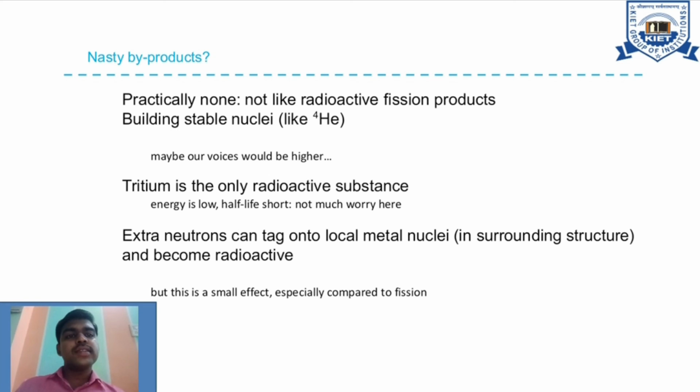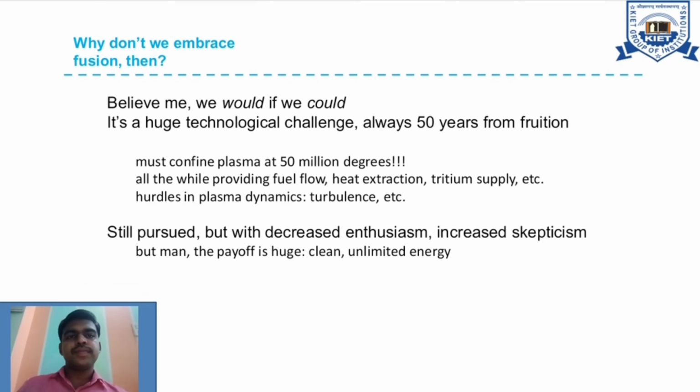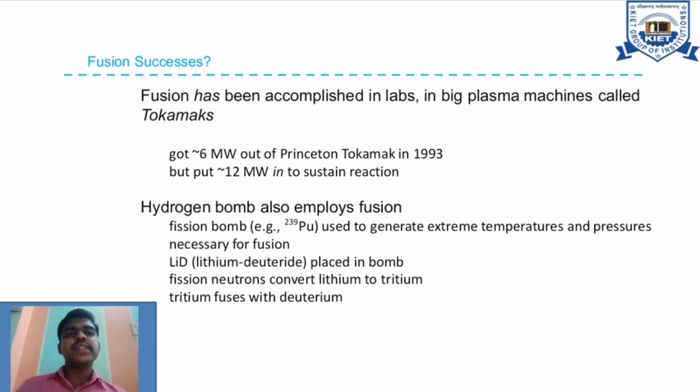Extra neutrons can tag onto local metal nuclei, but this effect is very small, especially compared to fission, because fission would consist of more and more enormous effects while considering the overall reactions. Here the extra neutrons can tag only the local metal nucleus, so the effects are small compared with fission. Why don't we embrace fusion? Because we are decreasing our payoff as well as needing plasma at 50 million degrees.